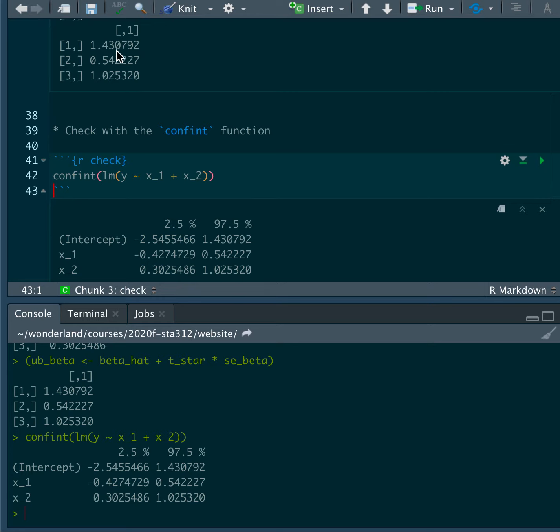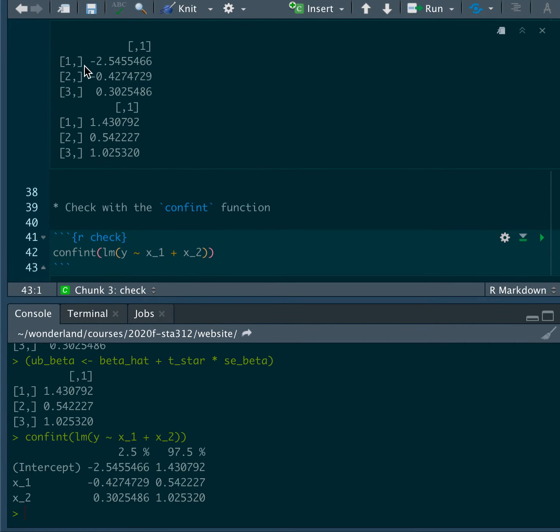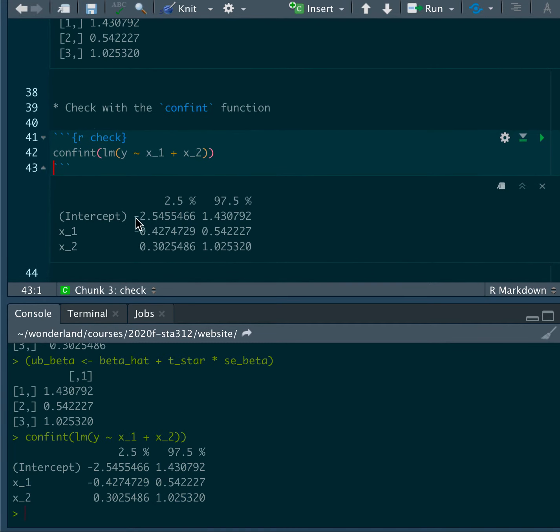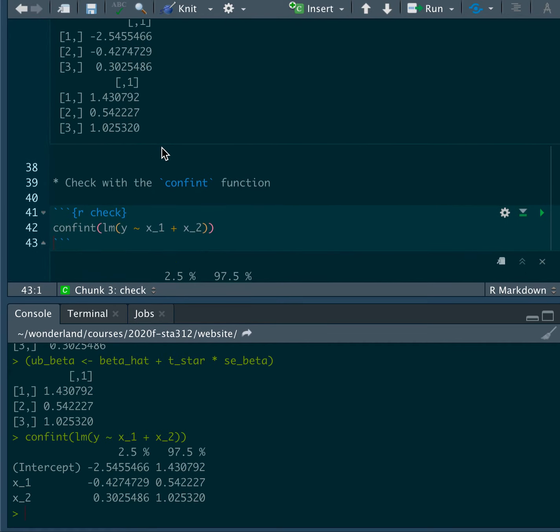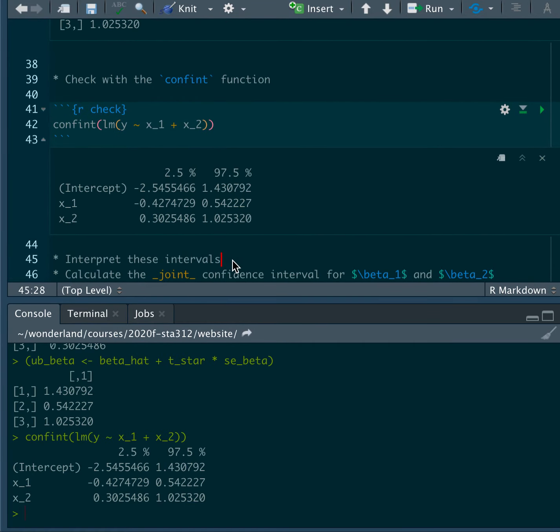Well, you can easily see the upper bound here, so let's look at that first. The upper bound we've got, for the intercept, 1.43, exactly the same. For the beta 1, we've got 0.54, there it is, exactly the same. And same for the upper bound of beta 2, 1.02, 1.02. So now let's try to remember these. We've got negative 2.5, negative 0.4, and 0.3. And there we have negative 2.5, negative 0.4, and 0.3. And so we got the exact same answer. And so it looks like our by hand calculation worked. Good job.